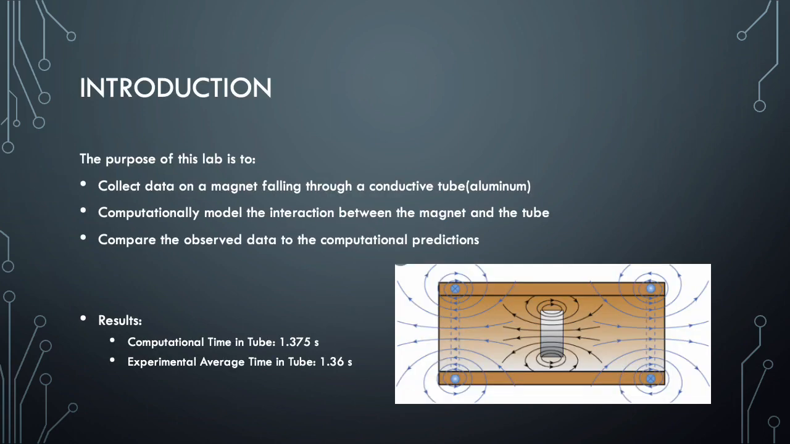Now for the introduction, the purpose of this lab is to collect data on a magnet falling through a conductive tube, computationally model the interaction between the magnet and the tube, and compare the observed data to the computational predictions. And as you can see, there is an overview of the results on the bottom.